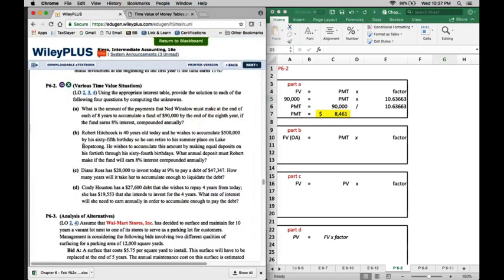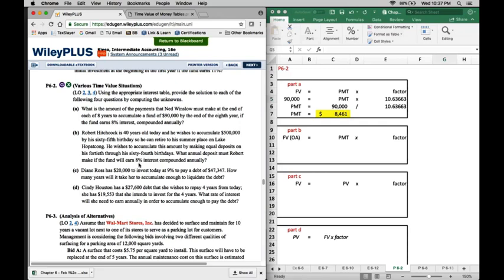Let's look at part B. Robert Hitchcock is 40 years old today and wishes to accumulate $500,000 by his 65th birthday so he can retire to his summer place. He wishes to accumulate this amount by making equal deposits on his 40th through his 64th birthdays. What annual deposit must Robert make if he wishes to have that $500,000 interest earning 8% compounded?